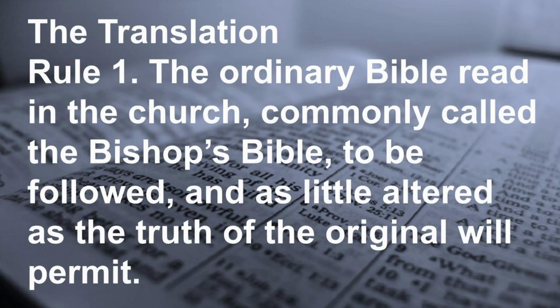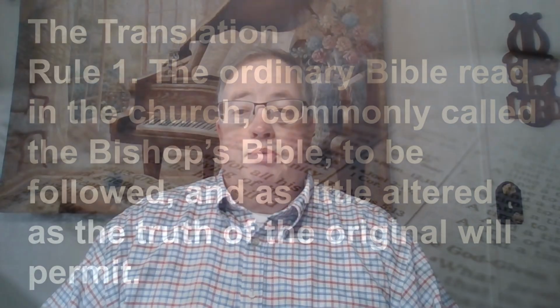And it doesn't matter what translation you have, it's going to have a bias. And you just can't help that. Translators are going to do their best to just translate it. What does it say in the original languages? But the Church of England men have their own bias. And so you remember there was rule number 4, which said the ordinary Bible read in the church, commonly called the bishop's Bible, was to be followed and as little altered as the truth of the original would permit.